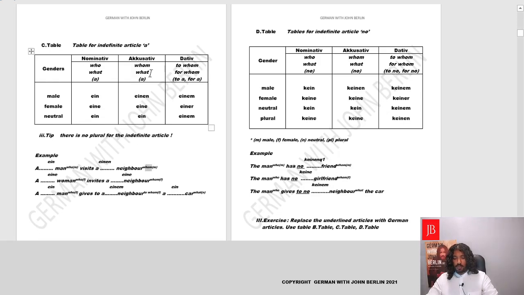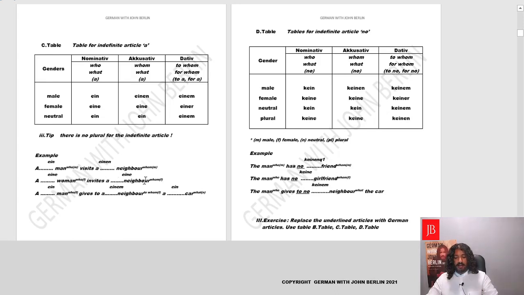Whom? We'll go to whom. Again, neighbor is masculine. Einen. Yes. So it'll be ein Mann besucht einen Nachbar. A man visits a neighbor. Yes. And we'll move forward.